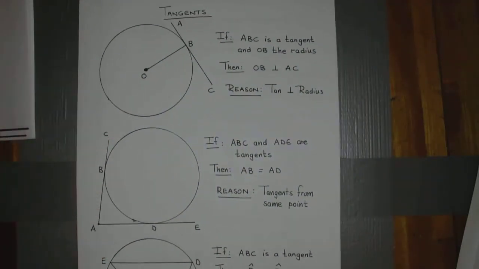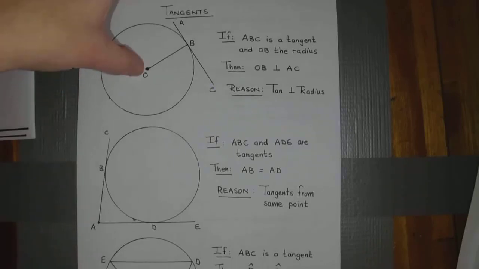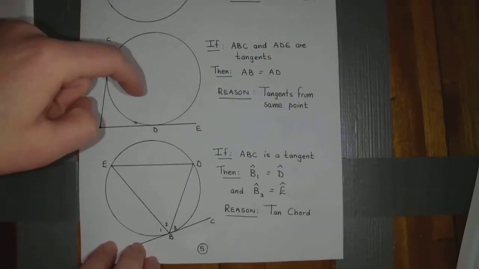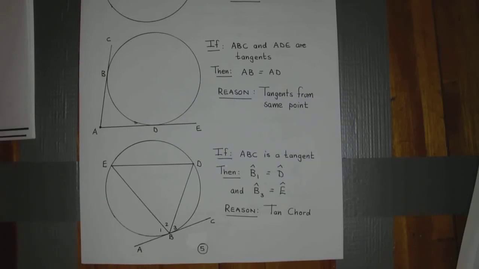Tangents. We have 3 tangent theorems if the tangent is given. The first tangent theorem we revised with analytical geometry: the radius is perpendicular to the tangent. Tangent perpendicular to radius. We did that in the analytical geometry. The second one, we also actually did in the analytical geometry. I showed that to you guys as well.